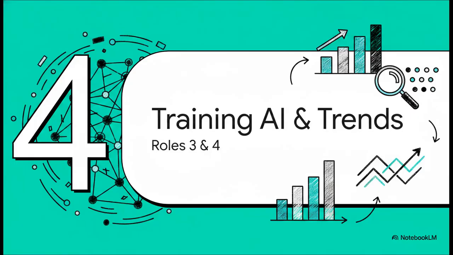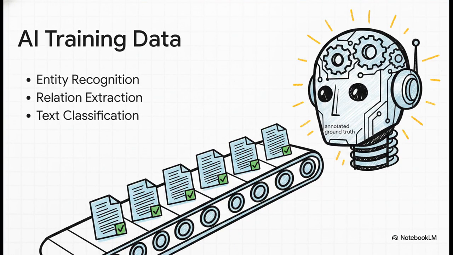Next up, roles 3 and 4, training AI and extracting trends. So annotated corpora serve as the absolute vital ground truth for training AI models. Think about it. If you want to train an AI for complex NLP tasks like named entity recognition, which is basically just teaching a computer to pick out specific names, places, or diseases, or text classification, you absolutely need thousands of human annotated reports. It's quite literally the only way these machine learning models can learn the incredibly complex patterns required to do things like detect equipment failures or spot hidden contract obligations.